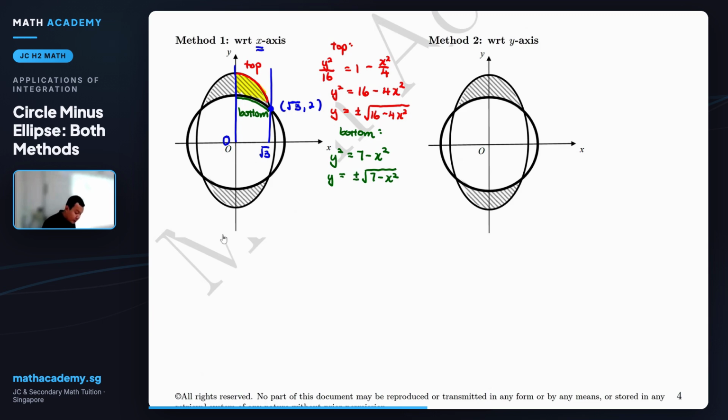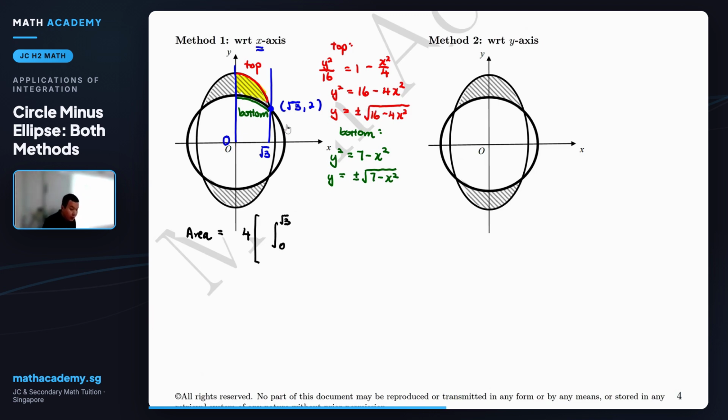Okay, therefore, for this equation, let's start writing in the area. Area will be 4 times. Remember, I'm using one particular region and we multiply by 4. So we take 4, integrate 0 to root 3.